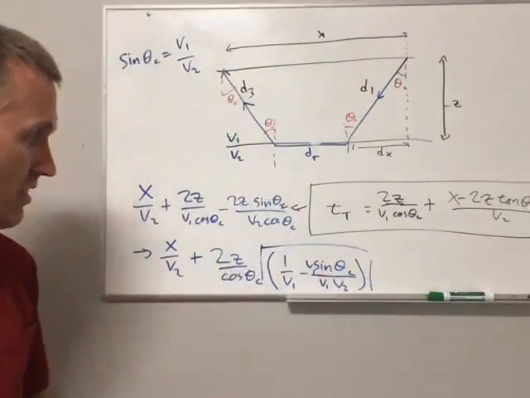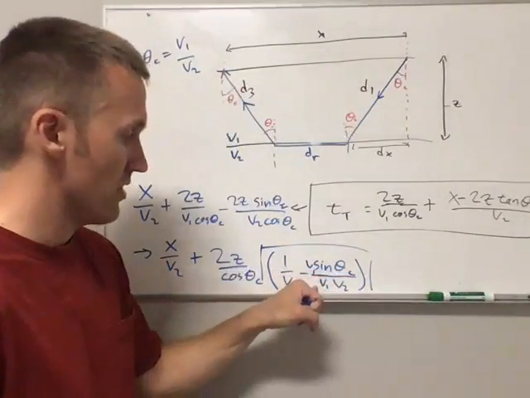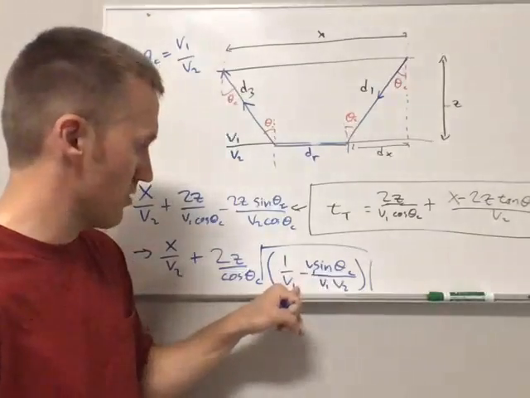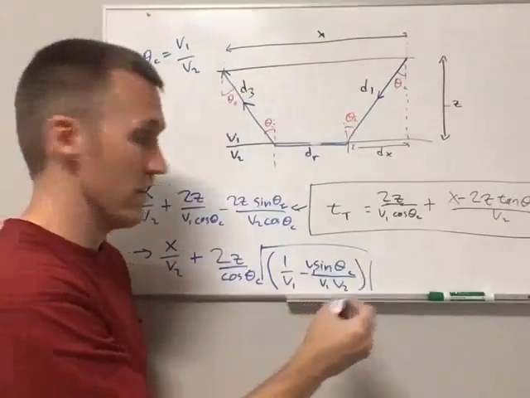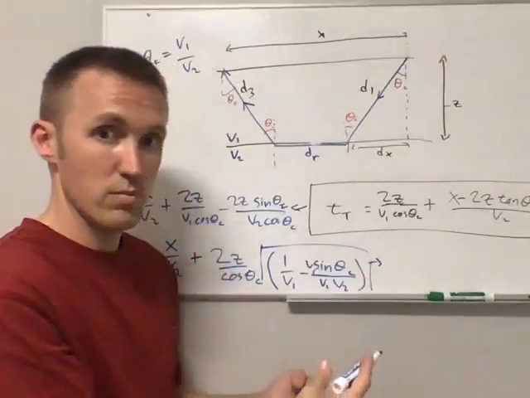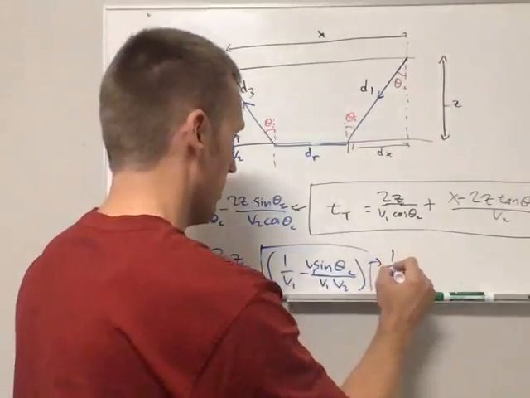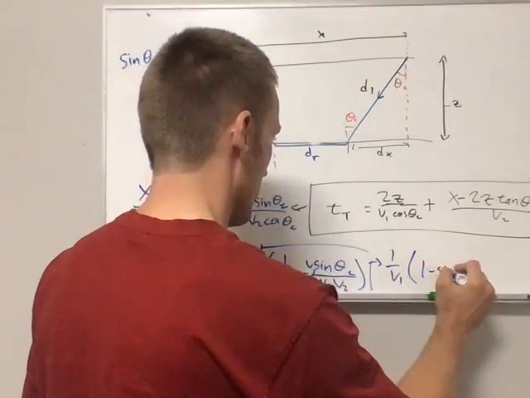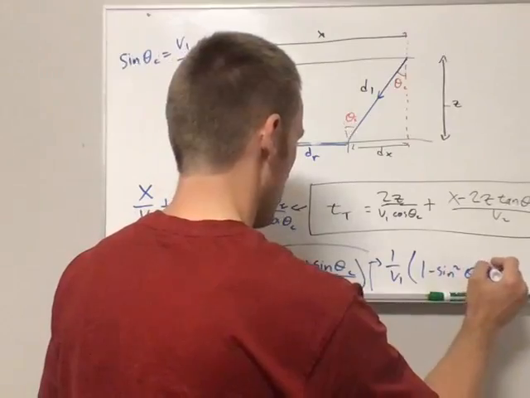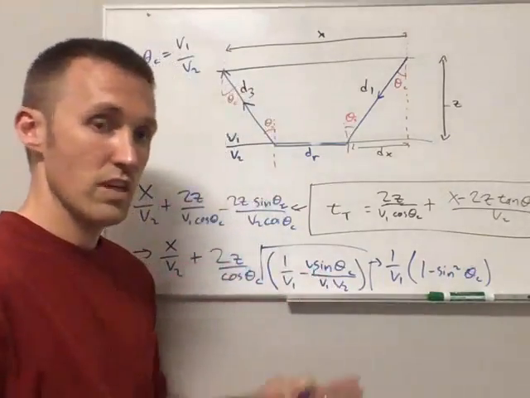So now we'll end up with sine theta c squared, and we still have a v1 on the bottom here, but we also have that here, so we're going to go ahead and pull that out. So I'm just going to take what's in the parentheses and rewrite it, and we'll end up with 1 over v1 times 1 minus sine squared theta c. So do you see how this works?